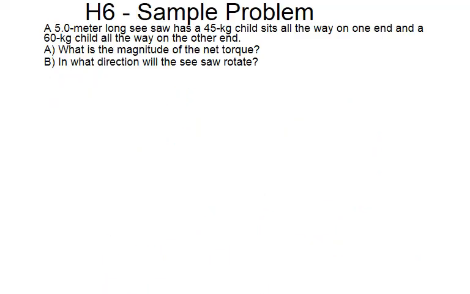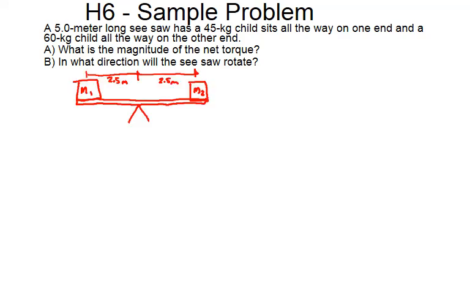Okay, so let's take a look at this one here. We've got two children on a seesaw, and we have the seesaw with the lever arm here in the middle, or the axis of rotation, and we've got the 60 kilogram child we'll place on the left hand side over here, and the 45 kilogram child over here.